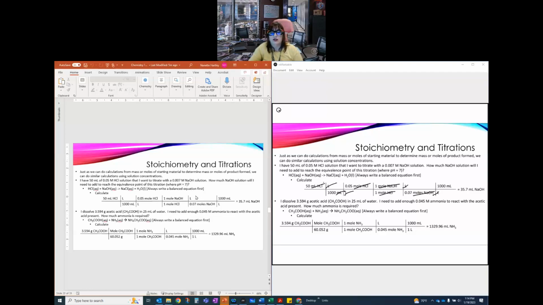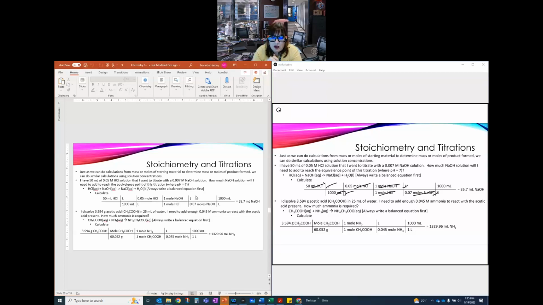Another thing that we can look at is I've made a solution of acetic acid by dissolving 3.94 grams of acetic acid in 25 milliliters of water. I need to add enough 0.045 molar ammonia to react with the acetic acid present. So how much is required? We need a guesstimate. So we balance our equation, acetic acid, CH3COOH, plus NH3, the ammonia, gives me NH4CH3COO, and that is ammonium acetate. That's the salt that's made there.